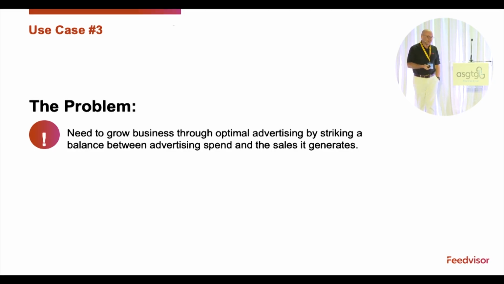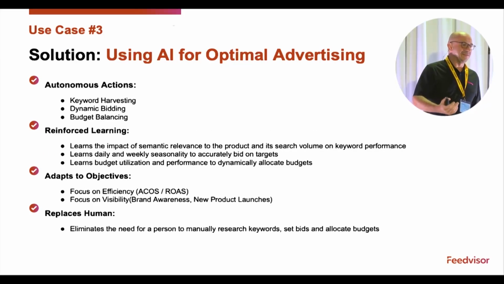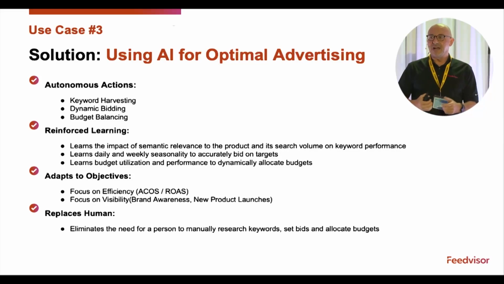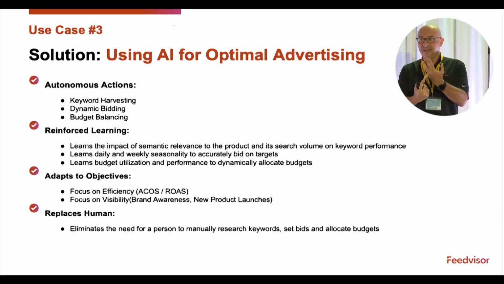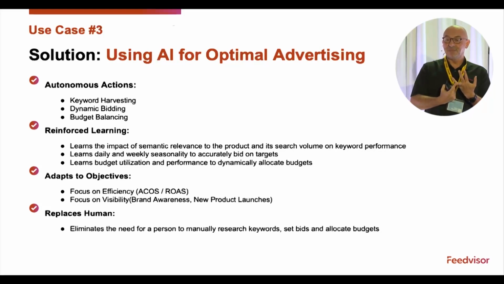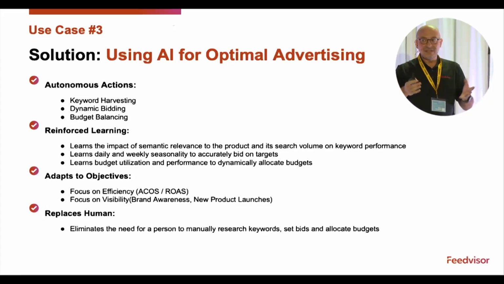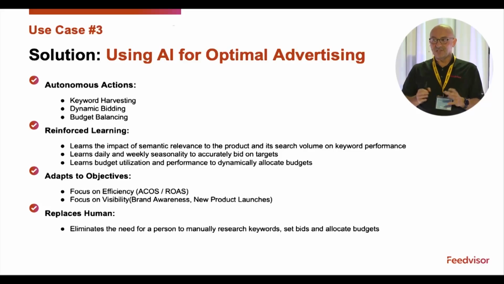Now, this case is hard to visualize, so I'm just going to talk it through. But at the end, in advertising, you just want to achieve your best performance. So what autonomous actions do you take? Your autonomous actions are keyword harvesting, being able to find the right keywords. Your autonomous action is dynamic bidding, to understand the bidding environment and bid properly, and budget balancing and budget allocation. So all of the three are then again captured by the platform.